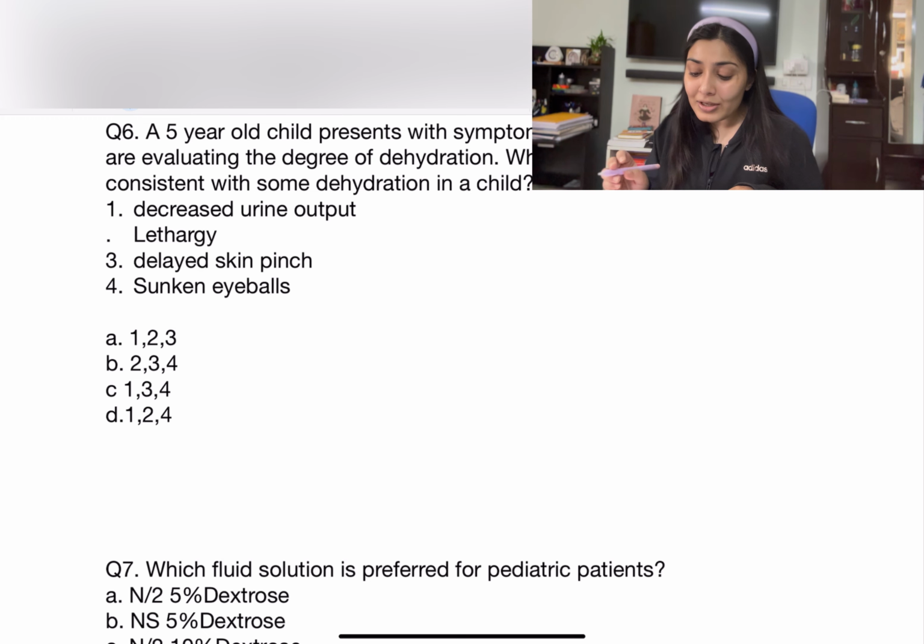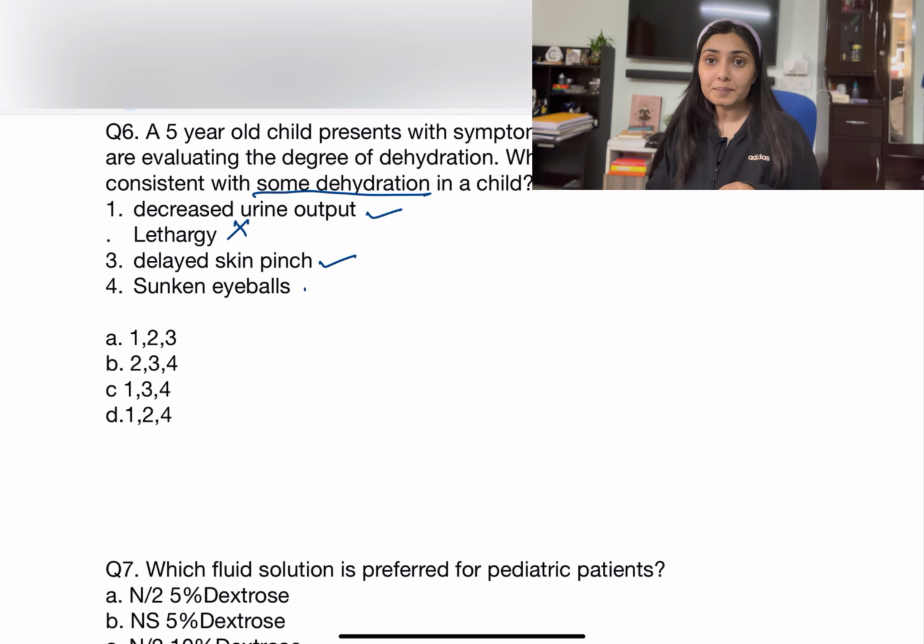So do we see decreased urine output in some dehydration? Yes. Lethargy, no, the child is very irritable. Lethargy is seen in severe dehydration. Delayed skin pinch, true. Sunken eyeballs, true, right? So 1, 3 and 4 are correct over here.